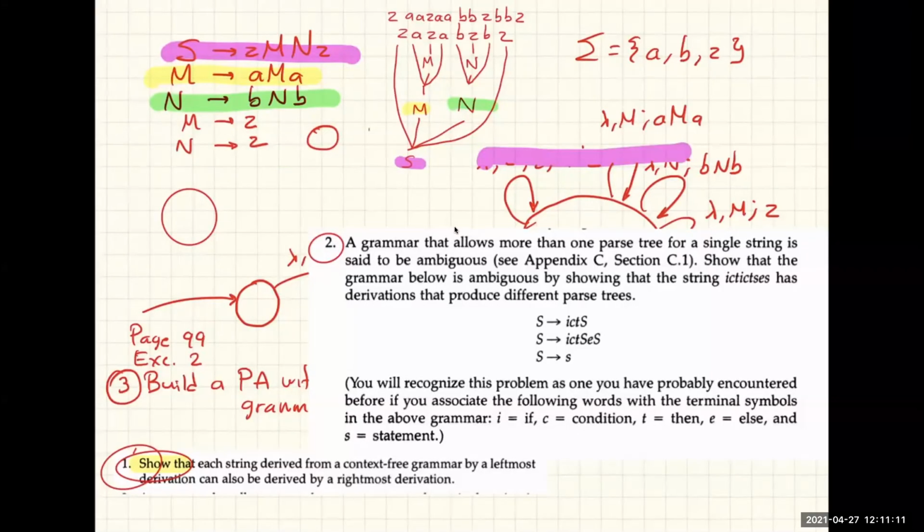Here it is. So you are asking this exercise, right? To show that each string derived from a context-free grammar by a leftmost derivation can also be derived by a rightmost derivation. So we said that perhaps a formal demonstration was not required, well, it is possible, of course, but that you were not required to do it so formally. If you can do it, of course, it's better.